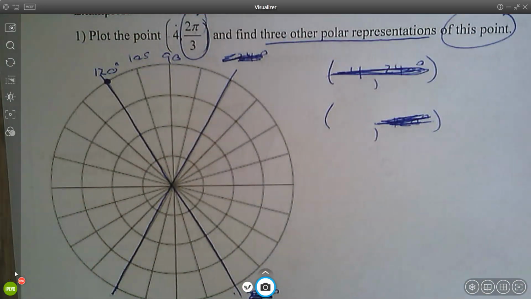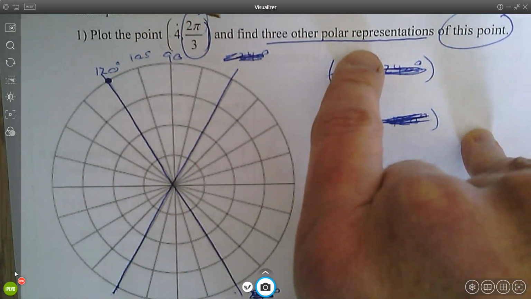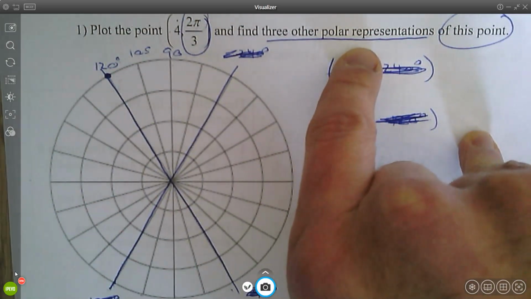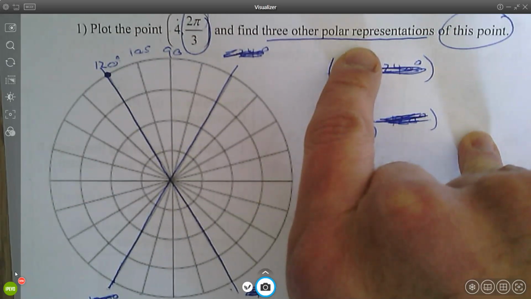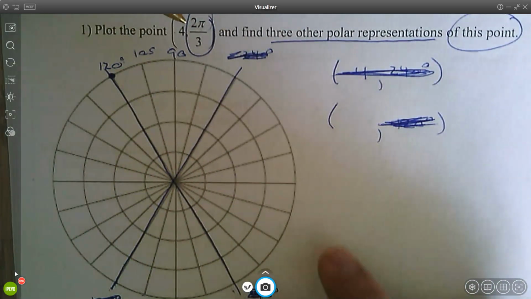On page 8, the goal for graphing these polar coordinates is to be able to represent them in different ways to get to the same point. So what you're going to be assessed on is, can you plot a point and then represent that same point in 3 different ways? The way that we do that, first we're going to convert the radians to degrees.